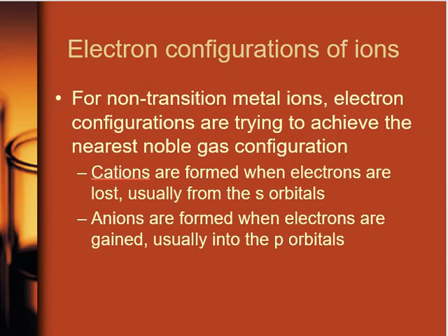But for non-transition metal ions, so that is things like your sodiums, your calciums, chlorine and oxygen and nitrogen and all those sorts of things, it's very simple. To form those cations, we lose the electrons out of the s orbital. To gain electrons, form anions, then we put those into the unfilled p orbitals. Now that probably still sounds slightly tricky, so let's just have a look at what it looks like.